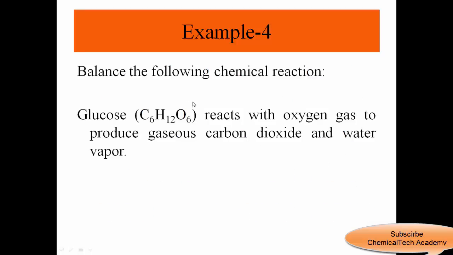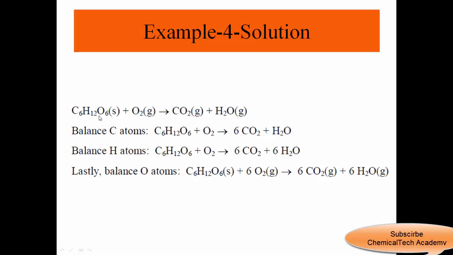Balance the following chemical reaction. Glucose, C6H12O6, reacts with oxygen gas to produce gaseous carbon dioxide and water vapor. So first of all, we need to balance C atoms. Here we have 6, here we have 1, so we need to place 6 in front of CO2. So then it gets balanced.